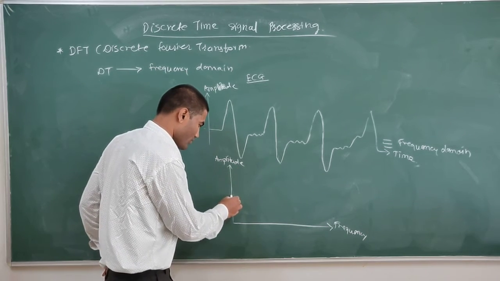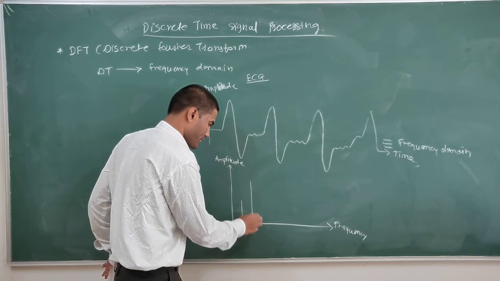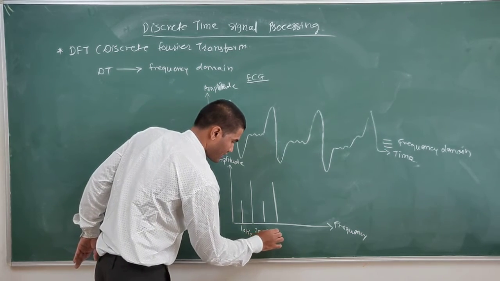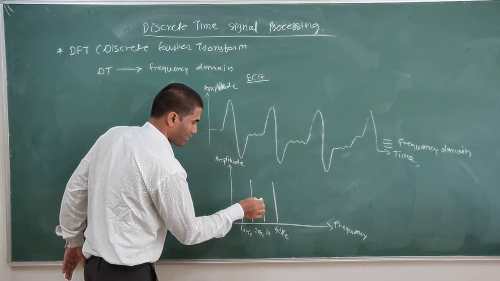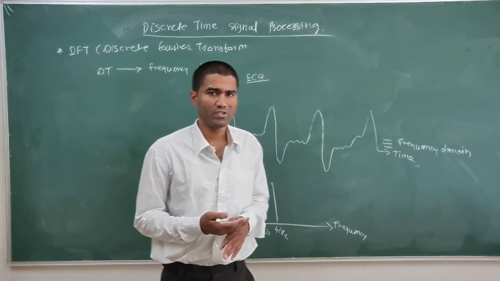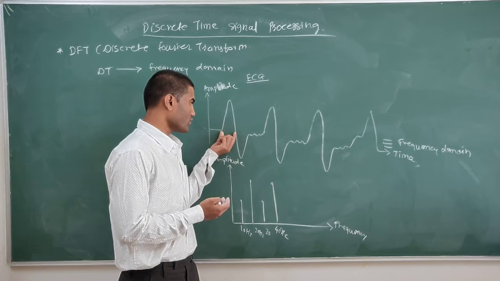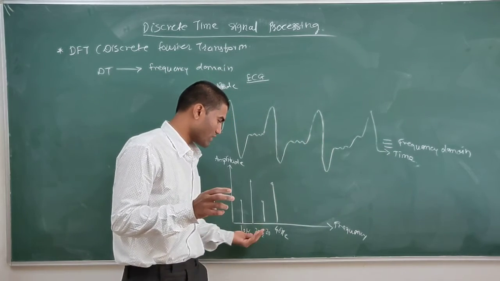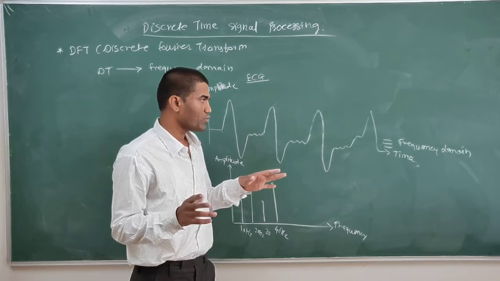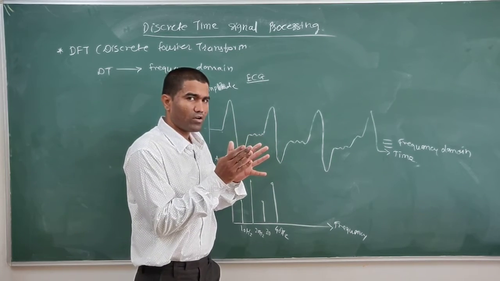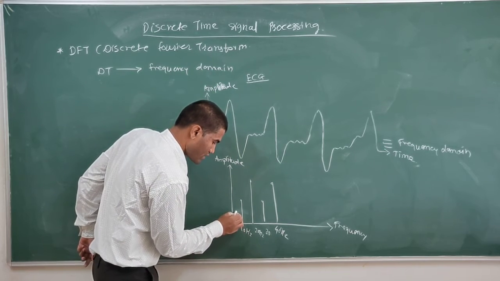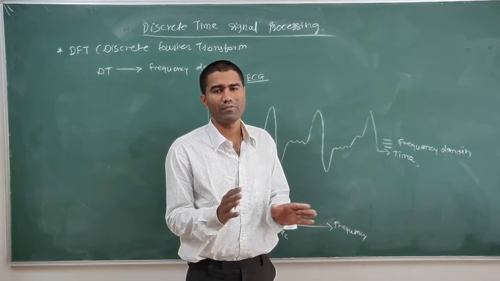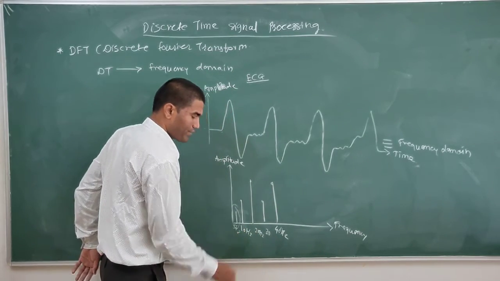So this will give you something like this. Suppose this is 10 hertz, 20 hertz, 30 hertz. What it means is how much frequency this signal contains: 10 hertz, 20 hertz, 30 hertz, 40 hertz, etc. Suppose I get a 5 hertz frequency. In an ECG, a 5 hertz signal will not occur, so that means this must be an error.